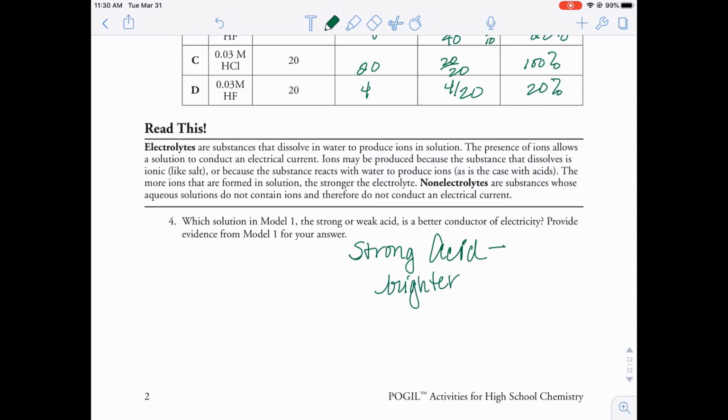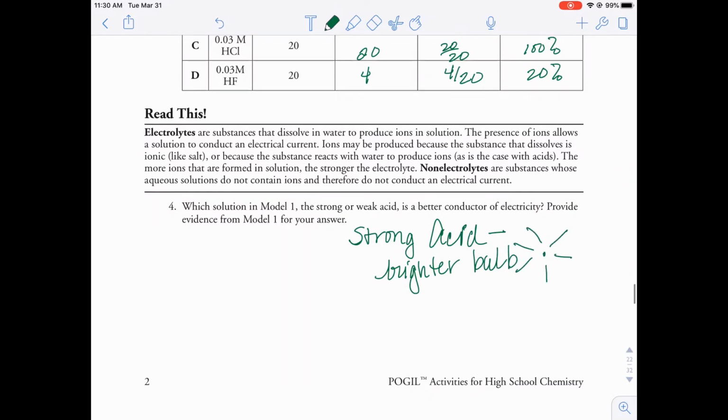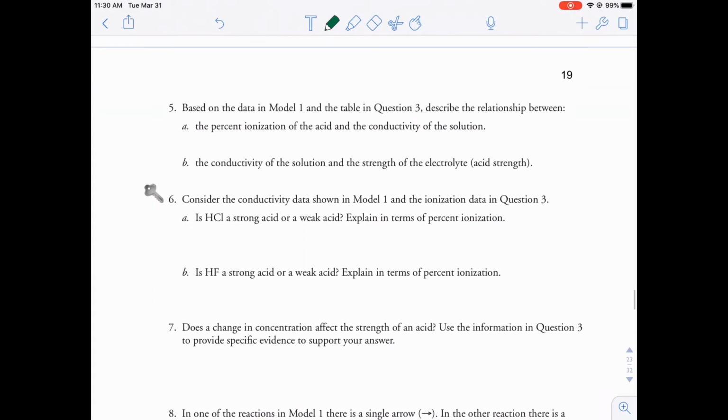The bulb is brighter. However you want to write it. Number 5, describe the relationship between ionization of acid and conductivity. The higher the ionization, the higher the conductivity.